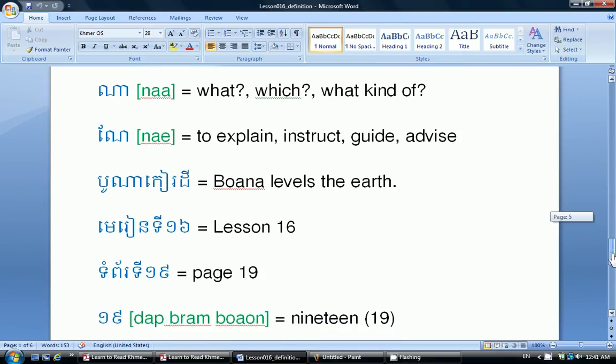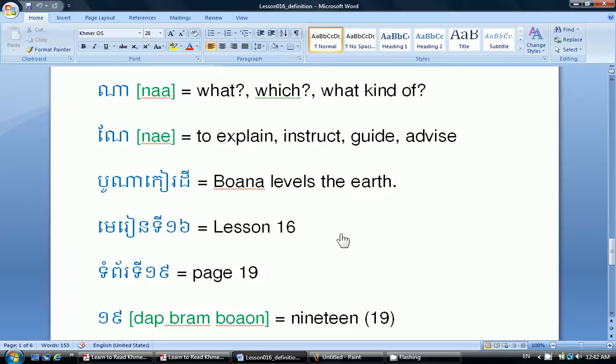Okay. So the first one being na, which means what, which, what kind of. The next one is nai, which means to explain, instruct, guide, or advise. Now the phrase that we just learned also is Bona kia đầy, which means Bona levels the earth. Again, Bona is the name of the boy.